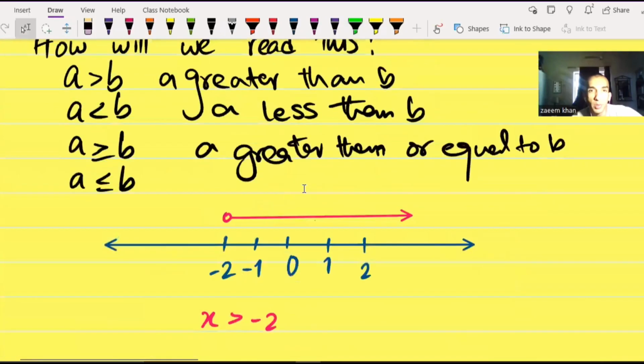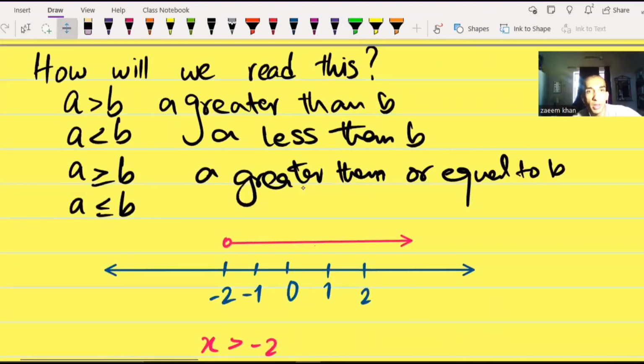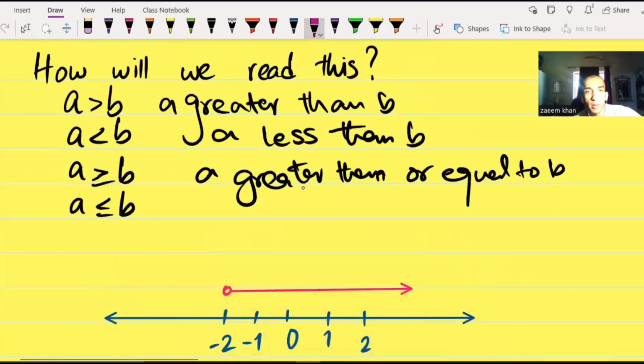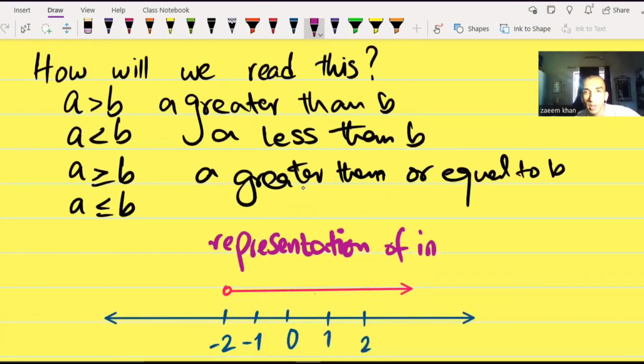Now, this was just simple representation of inequalities on a number line.